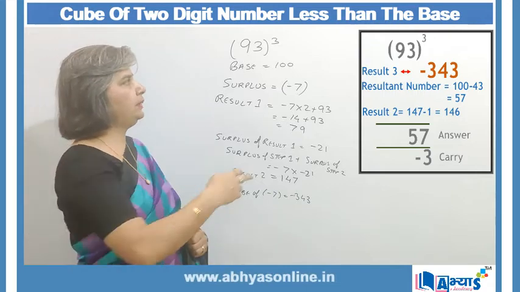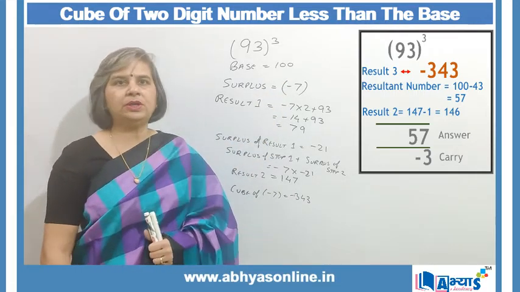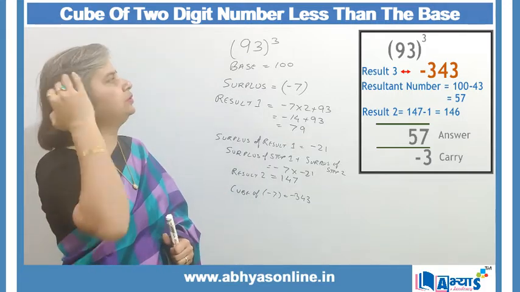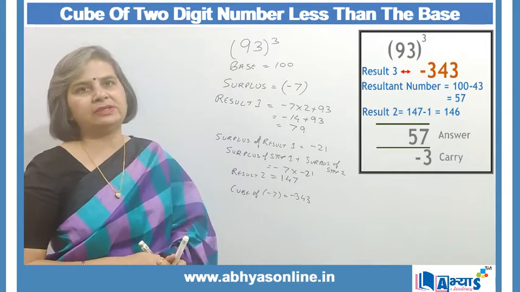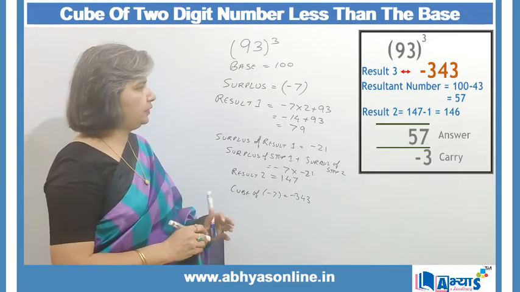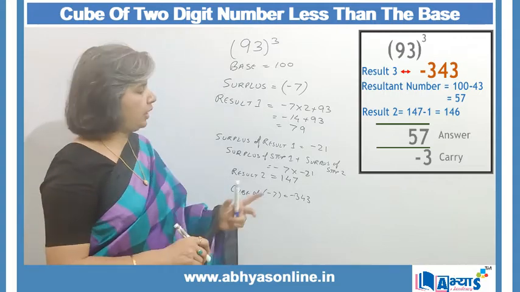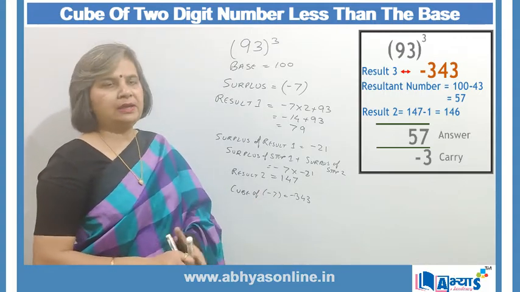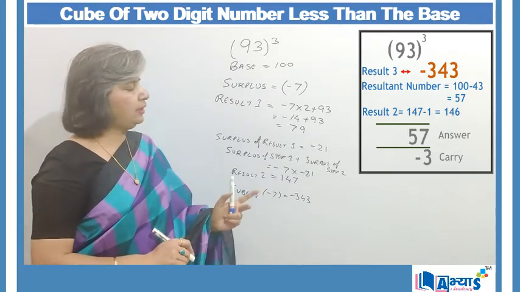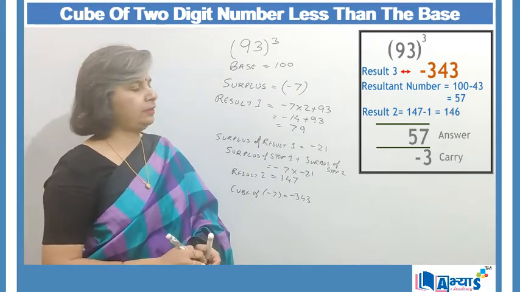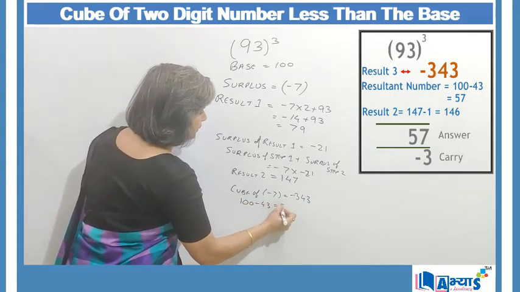As you see, the base is 100 and 100 has two zeros. So we can say the base has two zeros, so we will be prefixing two digits in the answer at one step. As minus 343 is a three-digit number, I will use 43, and it is negative because we have minus 343. So I will subtract 43 from 100, and 100 minus 43 will be 57.